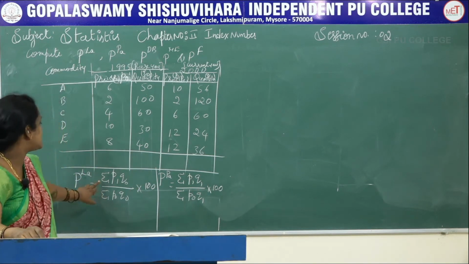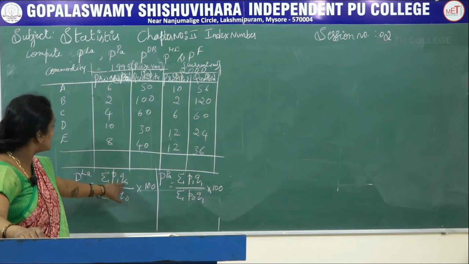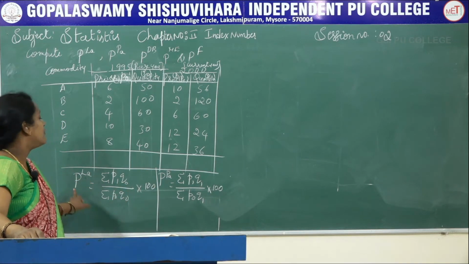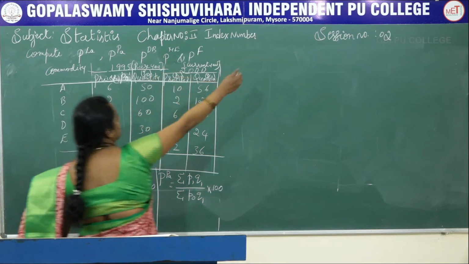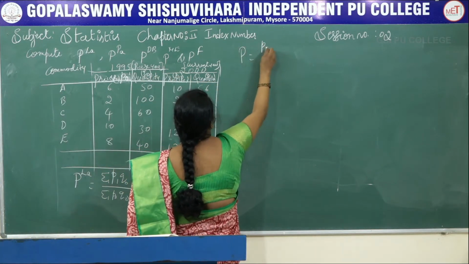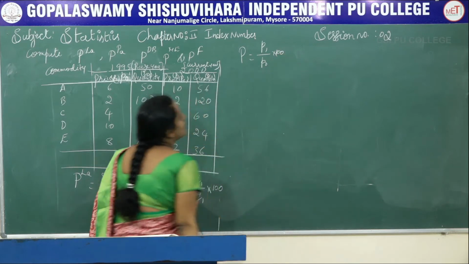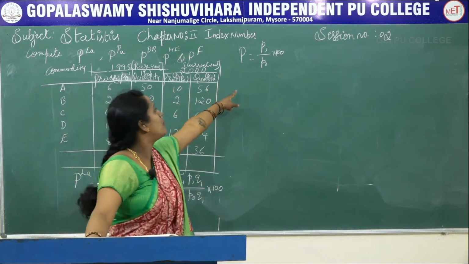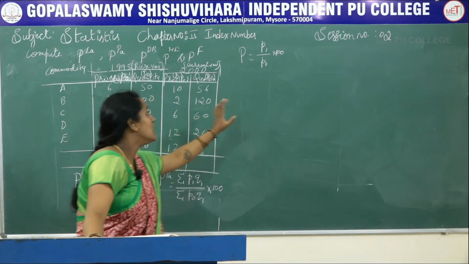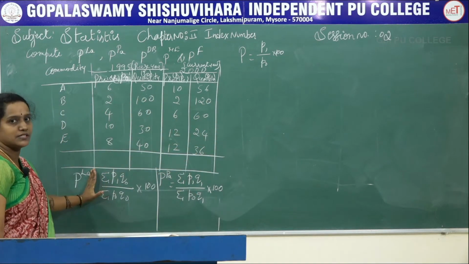Just observe these two formulas because these two are very important for our further calculations. See here, this is summation of P1 Q naught, P naught Q naught. We know that the price relative P is always in the form of P1 by P naught into 100. The same concept we have used here.